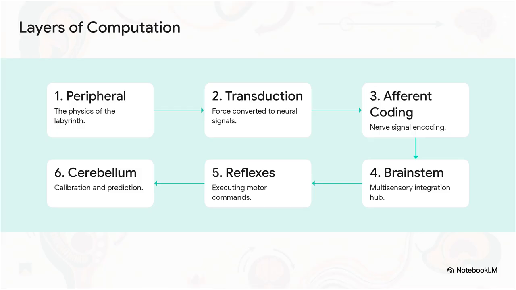You can really break the whole system down into these 8 distinct layers of computation. It kicks off with peripheral mechanics. We're talking pure physics in the inner ear. Then, at the transduction layer, that mechanical force gets turned into a neural signal. That signal is then encoded by the afferent nerves, and then it gets integrated with all our other senses in the brainstem. From there, it drives our reflex outputs, which, by the way, are constantly being fine-tuned by cerebellar prediction, before finally being perceived by the thalamocortical networks.